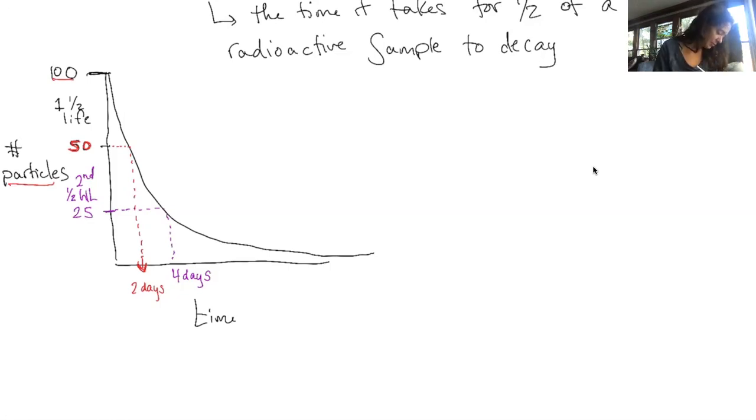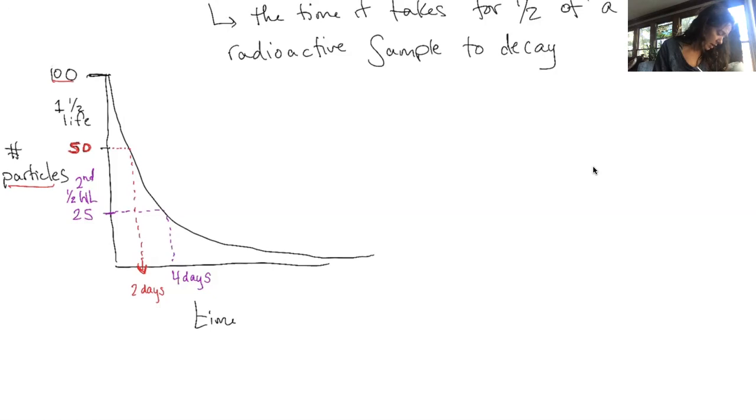Now, eventually, that 25 would turn into 12.5. So what I see is that 25 just got cut in half. So that would be my third half-life. And how much time would it be total before we got there? Oh, it would be 6 days, because if each half-life is 2 days, and I've had a total of 6 days, then 6 divided by 2 tells me I've had 3 half-lives.